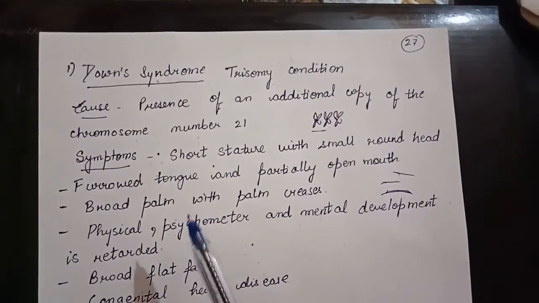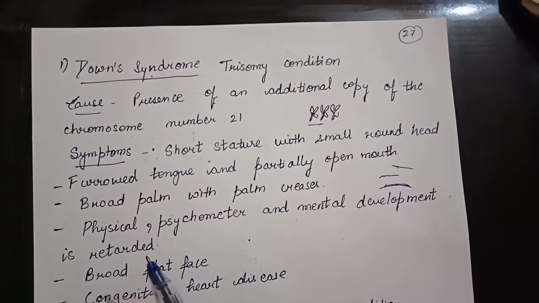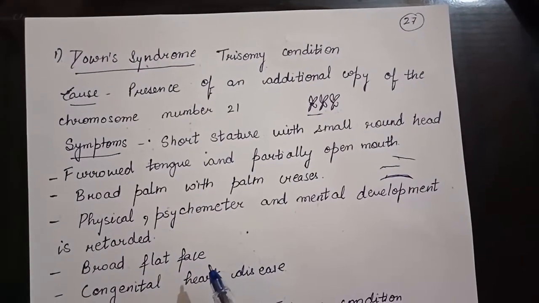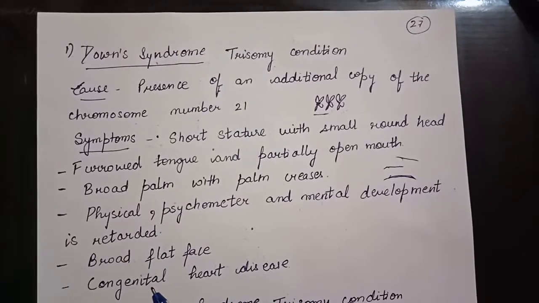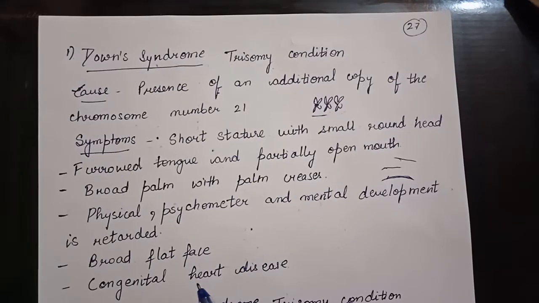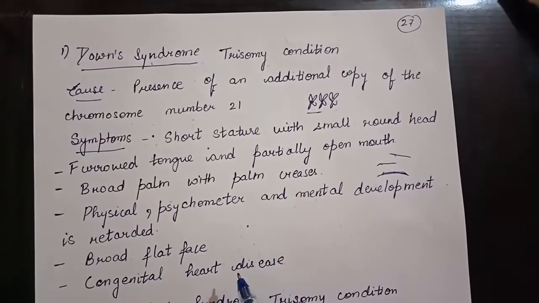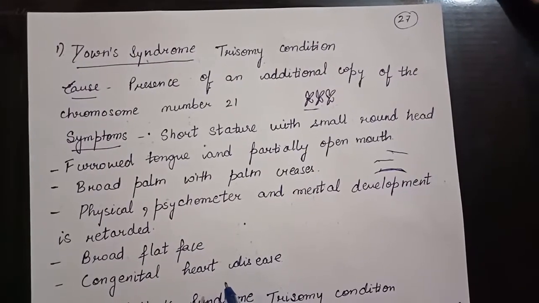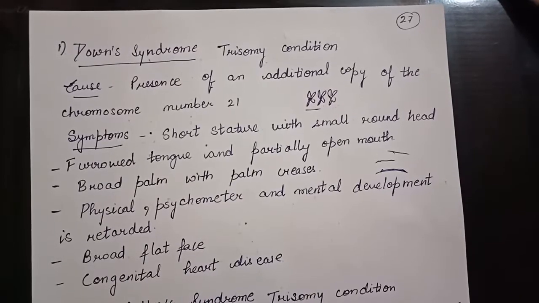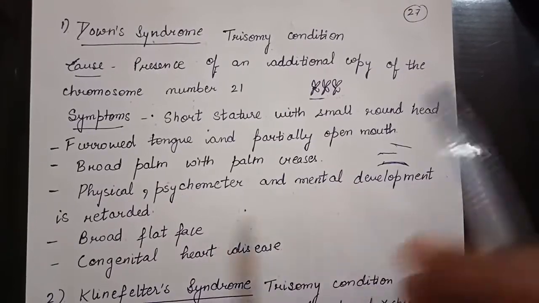Next, physical, psychomotor and mental development is retarded, and a broad flat face is present, along with congenital heart disease. Congenital heart disease means that the heart disease is present from birth. It affects the circulation, the blood flow, which is not normal as in others, in the normal ones.